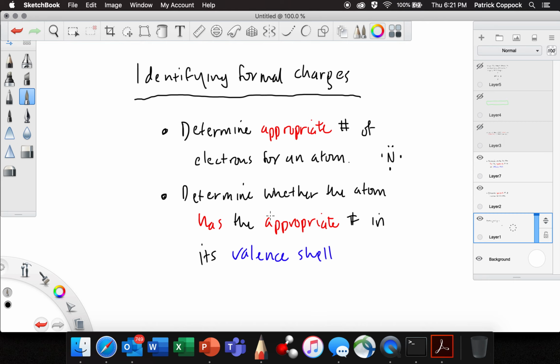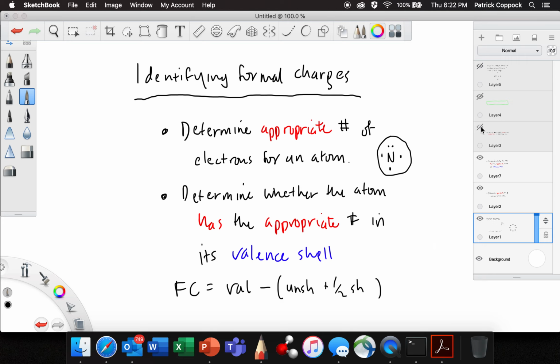Then we need to determine whether the atom has the appropriate number in its valence shell, okay? So if I'm looking at this structure right here, I would say, yeah, that atom has no formal charge at all, because the appropriate number is 5 and it has 5 in its valence shell, okay? So formal charge then is going to be defined as the valence number minus all of the electrons in its valence shell. That is all of its unshared plus half of its shared. Okay? That's how we're going to calculate formal charge of an atom. All right? And we're going to do this extensively.